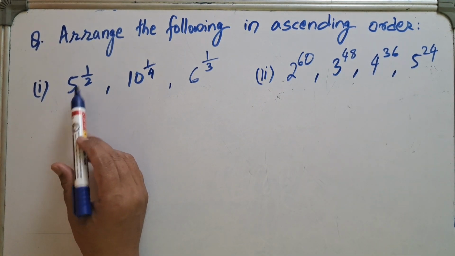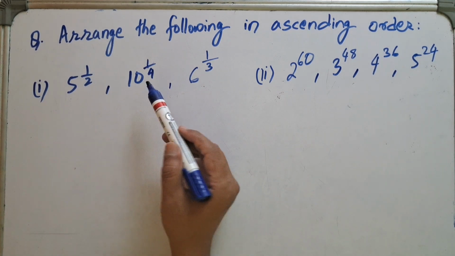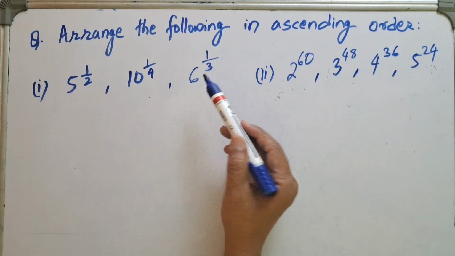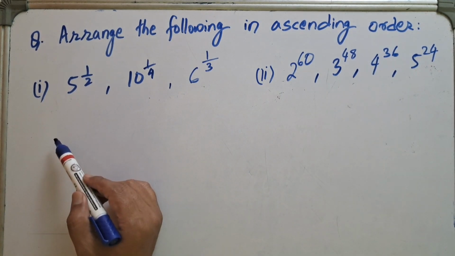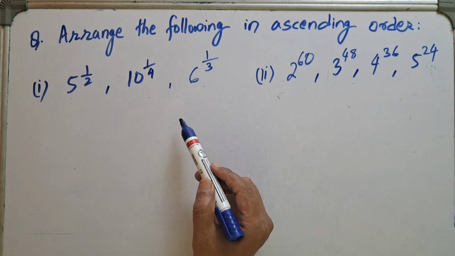Question number 1 is 5 to the power 1 by 2, 10 to the power 1 by 4 and 6 to the power 1 by 3. So we are asked to arrange these numbers in ascending order. We write the smallest one first and the bigger one and the biggest one at the last.